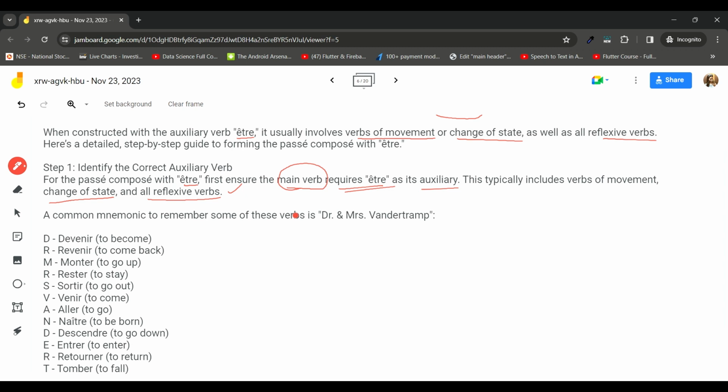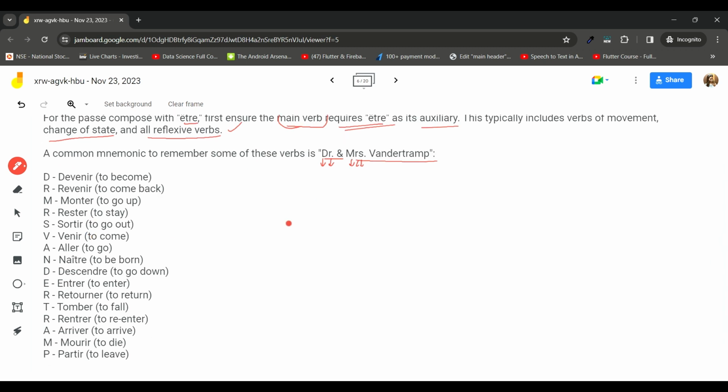A common mnemonic to remember some of these verbs is Dr. and Mrs. Van der Tromp. So a mnemonic basically means that it's like an abbreviation, right? So like short. So Dr. Mrs. Van der Tromp, you will remember from D, R, M, R, S, that your verb starts from here. So for example, from DR it is devenir and revenir, to become, to come back.